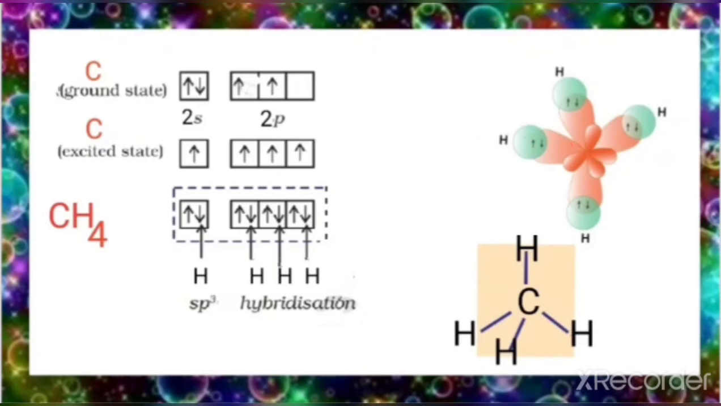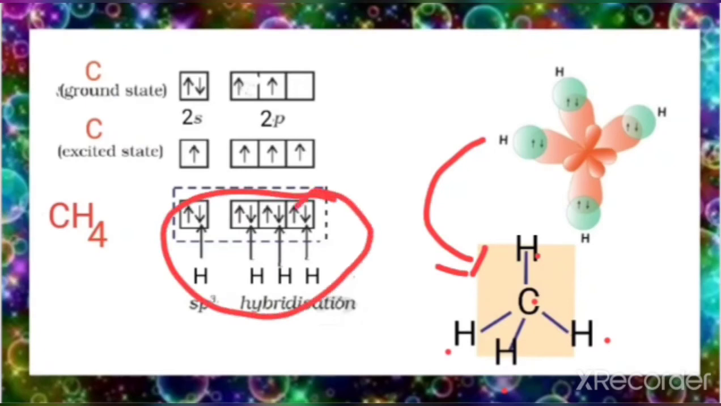So there is an overlapping between the hydrogen and the sp3 hybridized orbital of carbon. It results in the formation of a sigma bond, because here there is a head-to-head overlapping. So it results in the formation of 4 sigma bonds. The geometry is tetrahedral, so it is easy to draw the structure in this way, that is carbon and 4 hydrogens tetrahedrally arranged. So this is the geometry for methane.